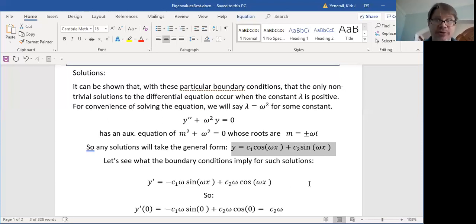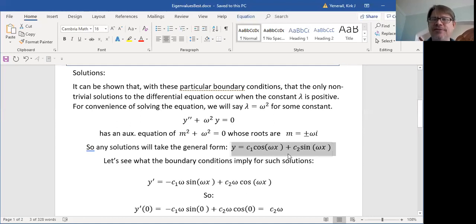That should be very familiar. That's kind of a canonical solution that we've learned about in chapter number 4 for that second order linear homogeneous differential equation. Okay, so now we know that the general solution would have to take that form. Let's apply our boundary conditions and see where that takes us.